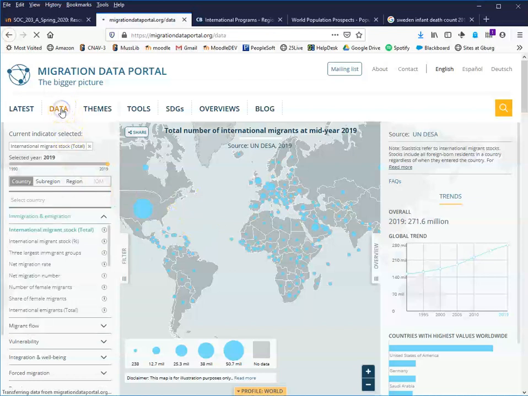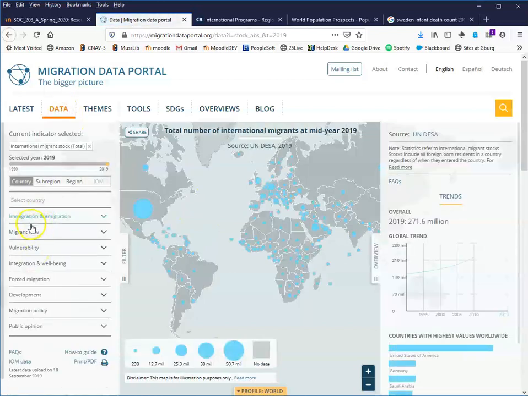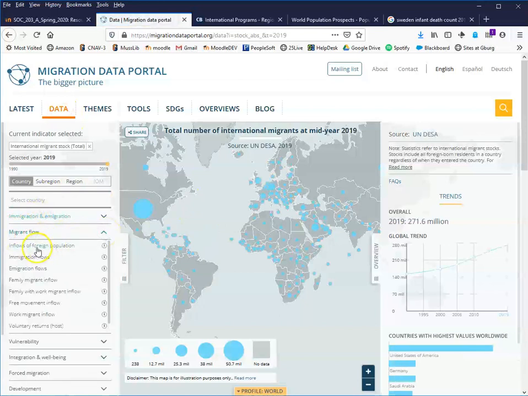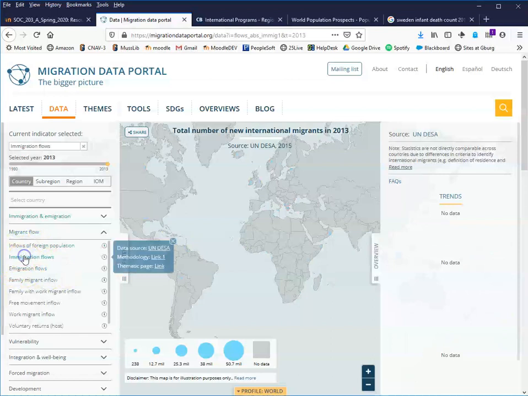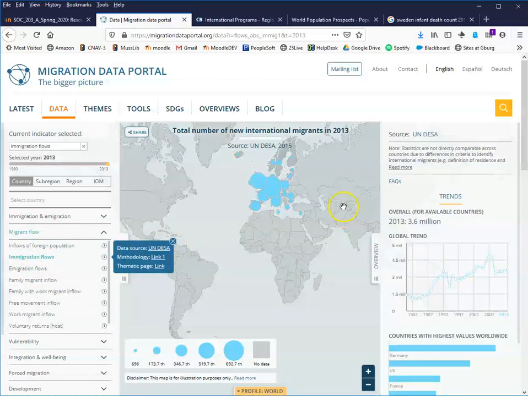I'm clicking on the word data again so that I could get this back. What we want then is our flow. Inflows of foreign population, immigration flows, emigration flows. These are the 2 pieces of information I want you to get. Immigration, when I click on that, you'll see now I only have a very limited number of countries to choose from. I'm not even going to get a table here. I'm just going to find the country.